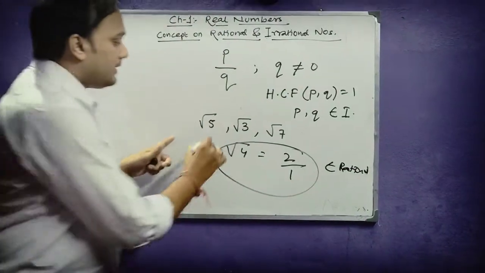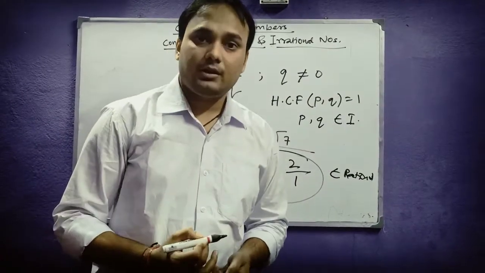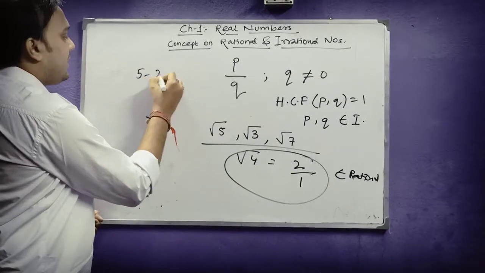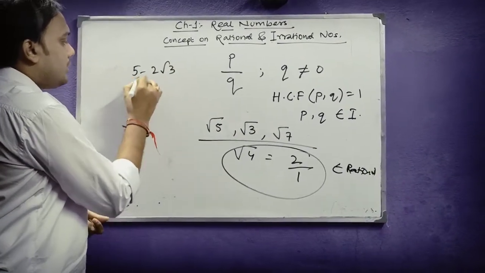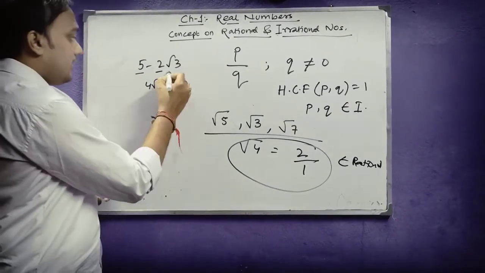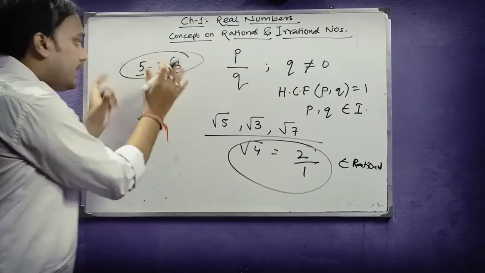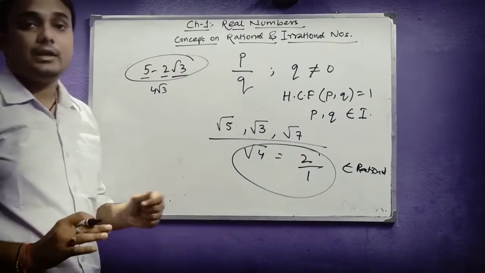But these are the main examples of irrational numbers. Irrational number examples include this also: 5 minus 2 root 3 or 4 root 3. So you can have 5, you can have 2, but if root 3 is present in the number, then if I combine everything and create a single number, it will be an irrational number.